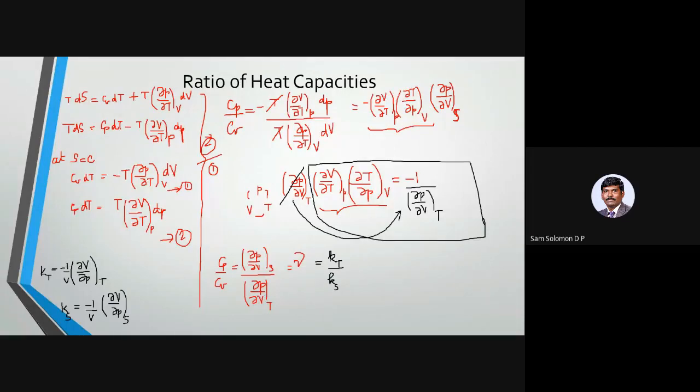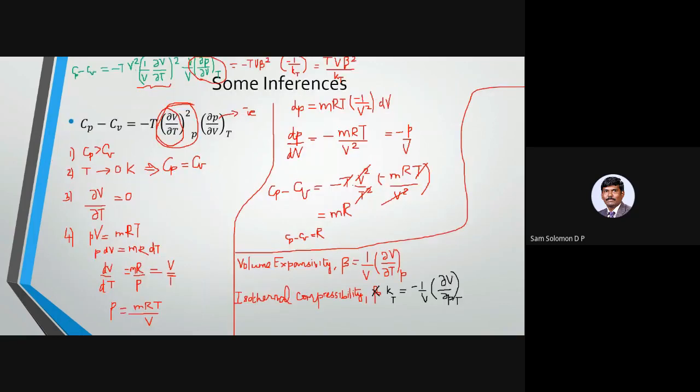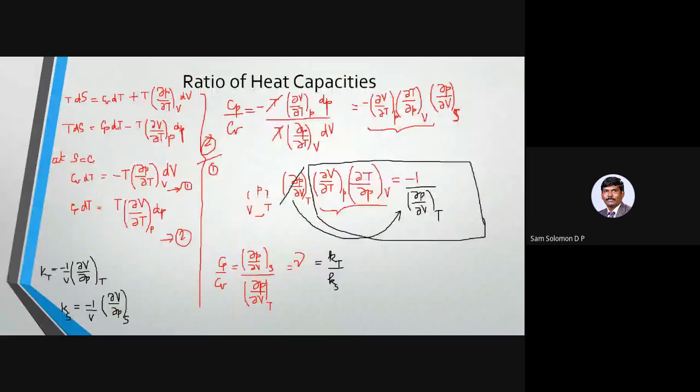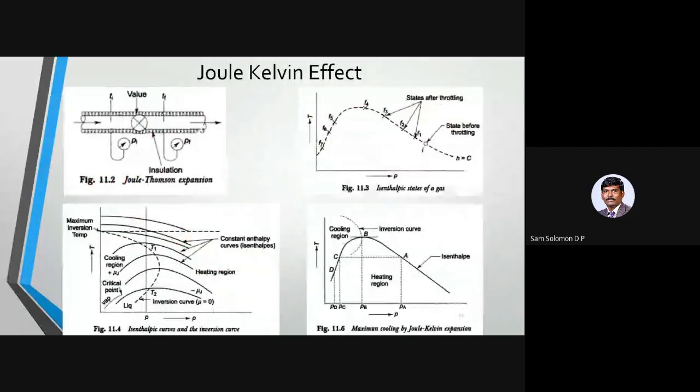Okay, so for Cp minus Cv, we had a result which is Tv beta squared by Kt. So for Cp by Cv, we have a result which is Kt divided by Ks. Sometimes this is asked in an 11-mark question. They ask you to derive an expression for Cp minus Cv and Cp by Cv in terms of these beta, Kt, and Ks values. And we have two more portions, and with that, our fourth unit will be completed.